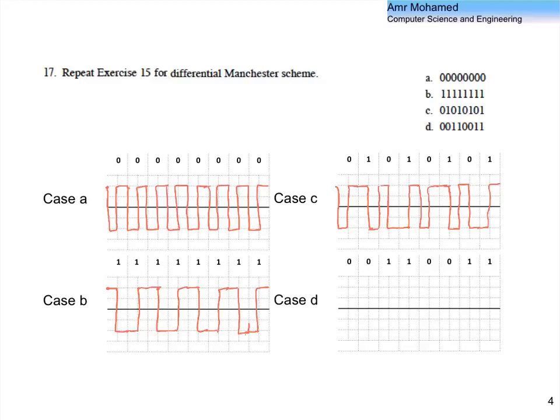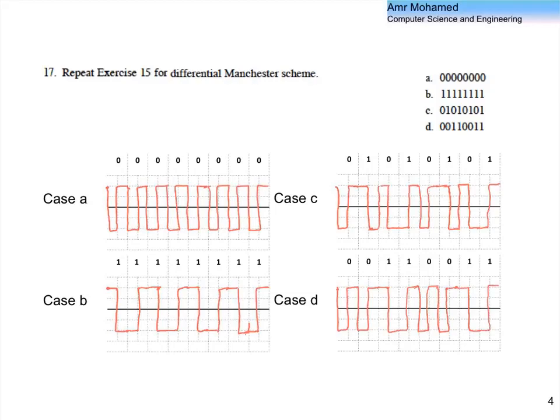Alright, so for case D, we toggle, toggle, toggle, okay, and then 1 we keep straight, and then we toggle. 1 we keep straight, and then we toggle. 0 we toggle, we toggle. 0 we toggle, 1 we keep straight and then we toggle, 1 we keep straight and we toggle.